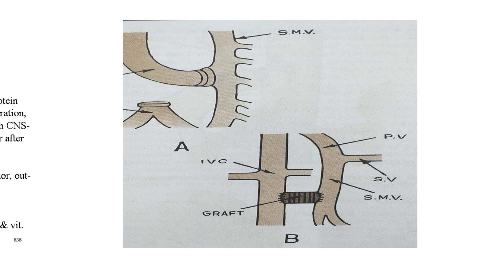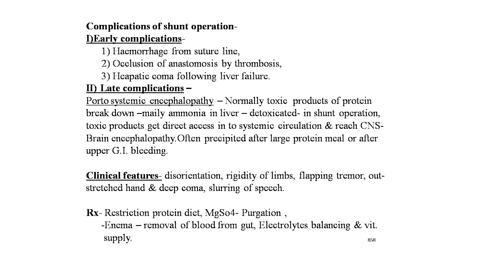Now the complications of the shunt operations, there are 2 types, early complications and late complications. Early complications: hemorrhage from the suture line, occlusion of the anastomosis by thrombosis, and hepatic coma following liver failure. Second is the late complication, that is portosystemic encephalopathy.